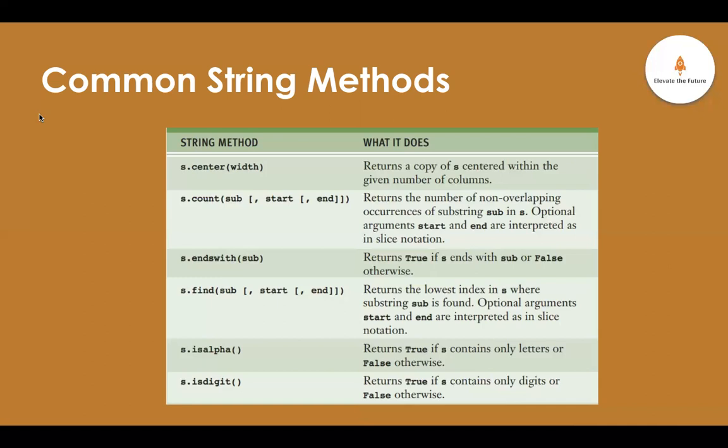Another one is isalpha, which returns true if S contains only letters or false otherwise. And the last one is isdigit, which returns true if S contains only digits, false otherwise.